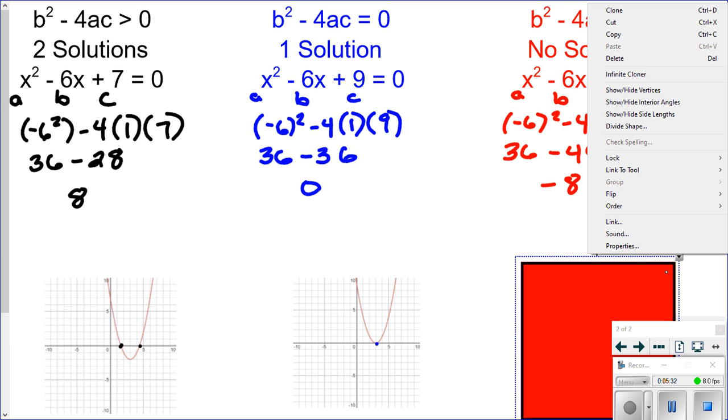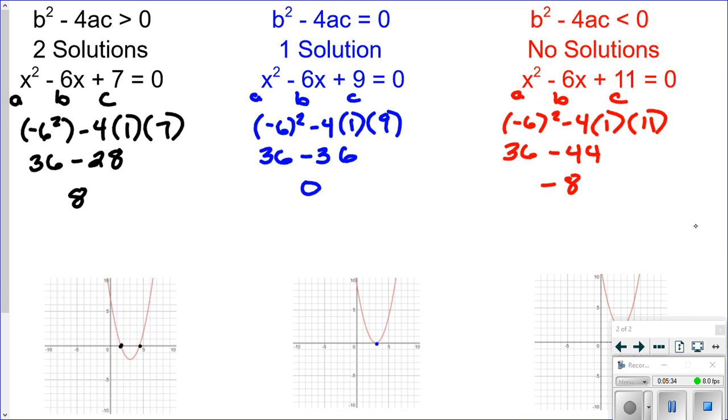What does that look like on a graph? Let me move this out of the way for you. It looks like that. You can see the parabola never makes contact with the x-axis. So that's why there's no solutions.